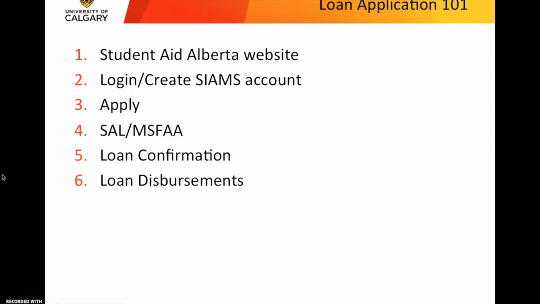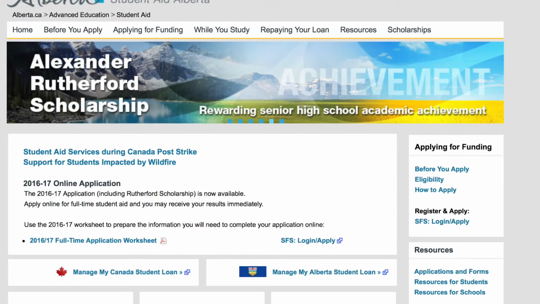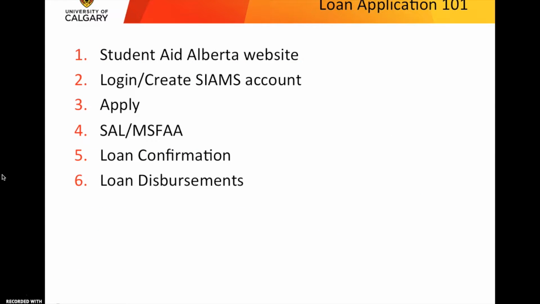In this video, we're going to take an in-depth, step-by-step look at the loan application process through the Student Aid Alberta website. We're going to walk through logging in or creating a SIAMS account, the application process, and next steps. What happens after you submit your application, your Master Student Financial Aid agreements, and the loan confirmation and disbursement process.